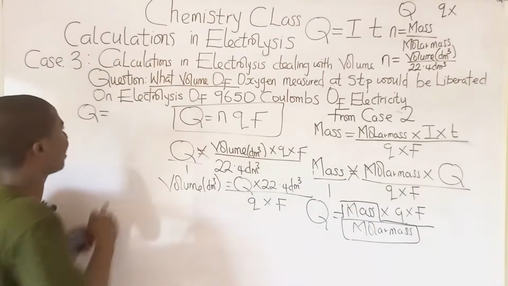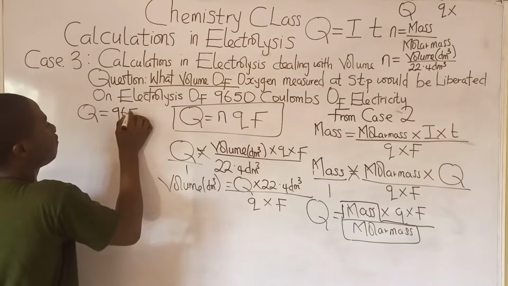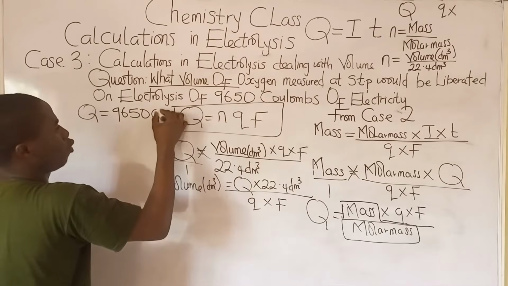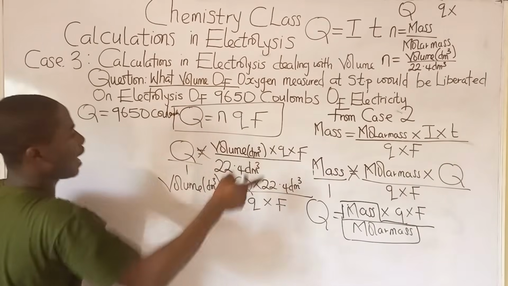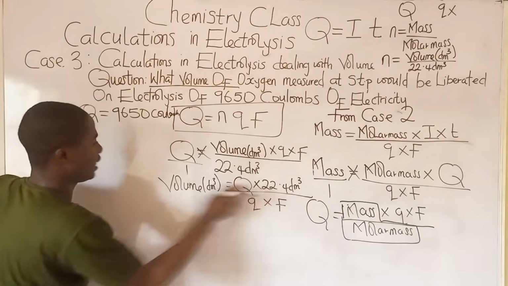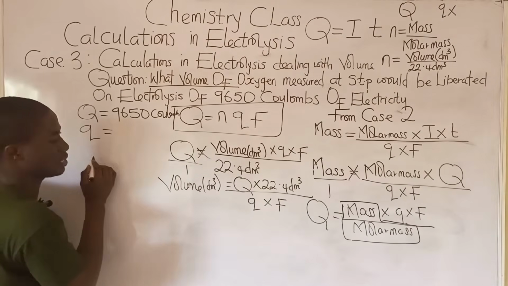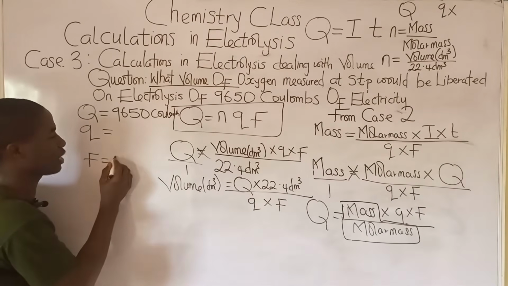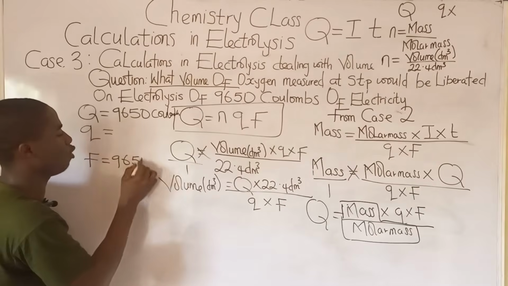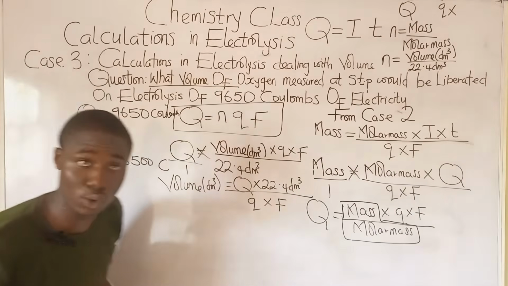Do you get? So what's the value? It is 9650 coulombs, where the value 22.4 is there already, and small q is this, and F is Faraday's constant, which is 96500 coulombs. That's the Faraday's constant.